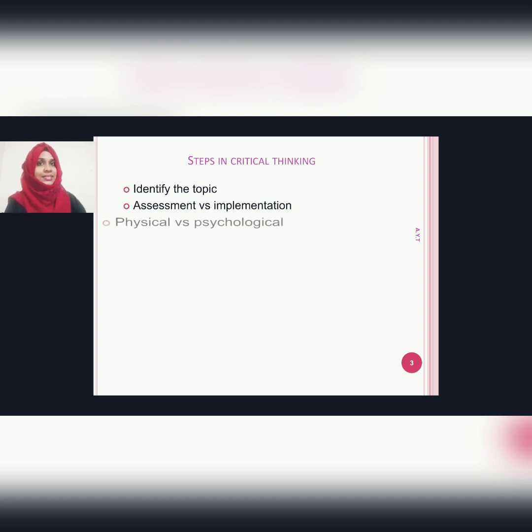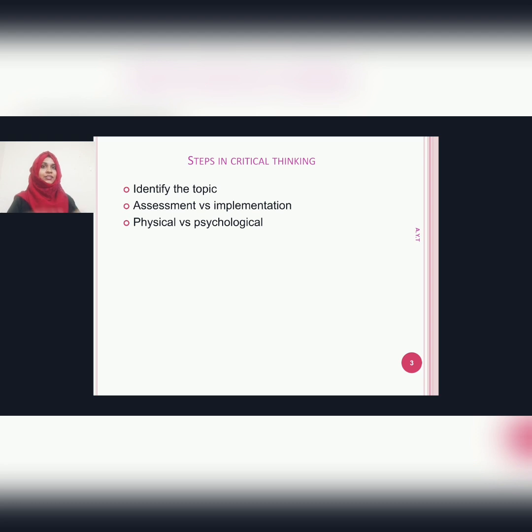What is the next step? Physical versus psychological. Here comes Maslow's hierarchy of needs. Which is the first priority for a human being? Obviously, it is the physical need. What are the physical needs? Air, water, food, shelter, like that. What are the psychological needs? Care, comfort, teaching, love and belonging, like that.